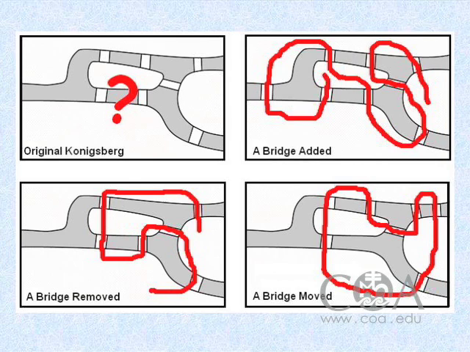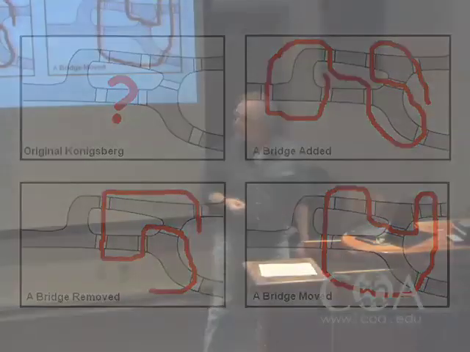With the bridge added, we were able to walk through town crossing each bridge exactly once. Notice that we had to begin and end in different places, but that's okay. We weren't told we had to begin and end in the same place. With a bridge removed, same thing. We can walk through town crossing each bridge exactly once, beginning and ending in different places. With a bridge moved, you can see we took this bridge and moved it over here, we're able to walk through town crossing each bridge exactly once, beginning and ending in the same place.